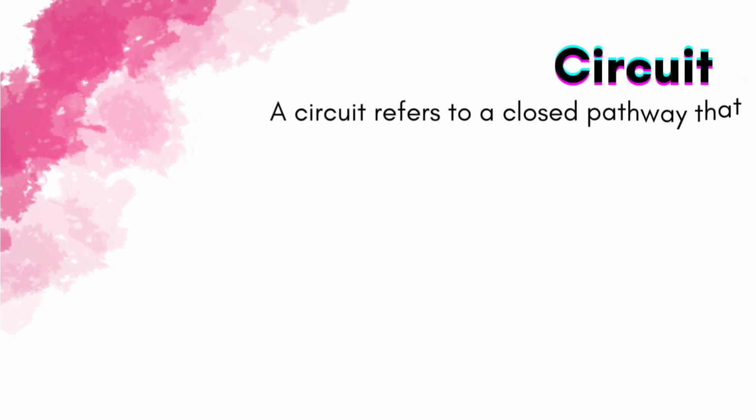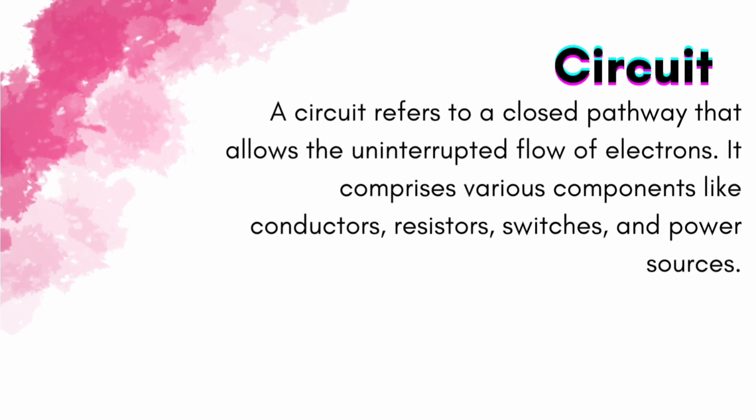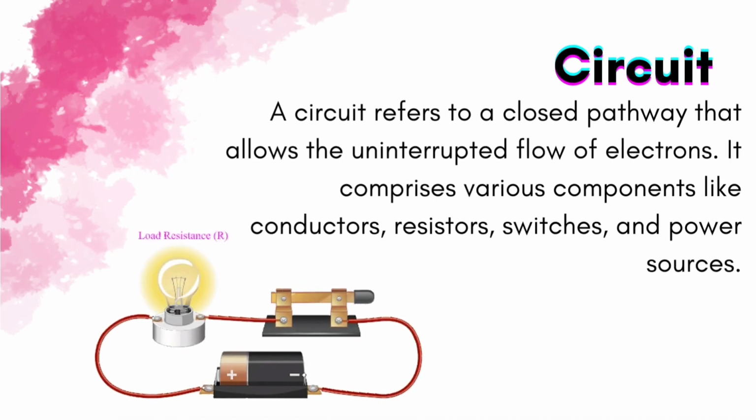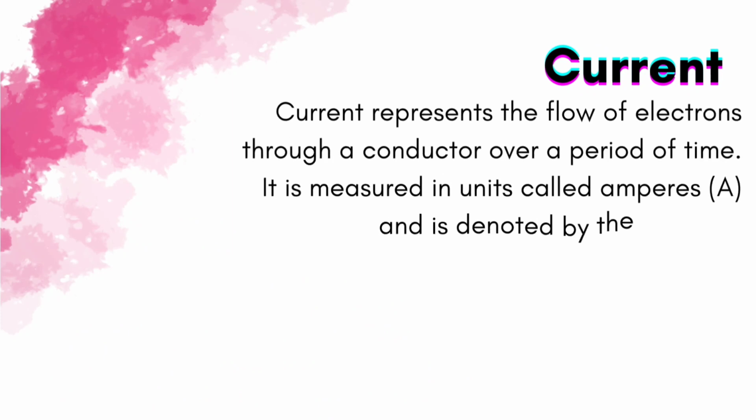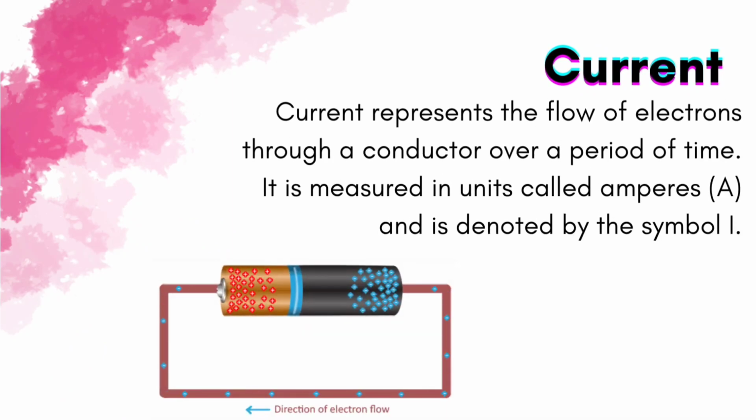A circuit refers to a closed pathway that allows the uninterrupted flow of electrons. It comprises various components like conductors, resistors, switches, and power sources. Current represents the flow of electrons through a conductor over a period of time. It is measured in units called amperes, A, and is denoted by the symbol I.